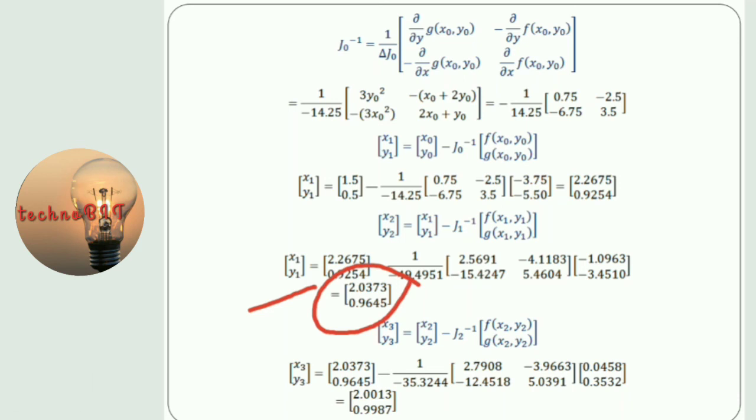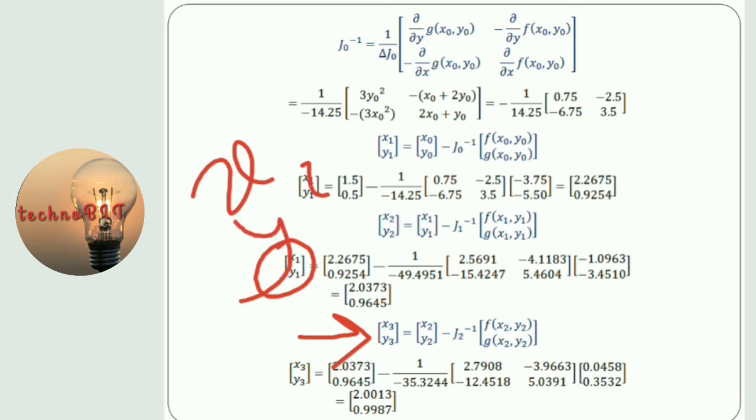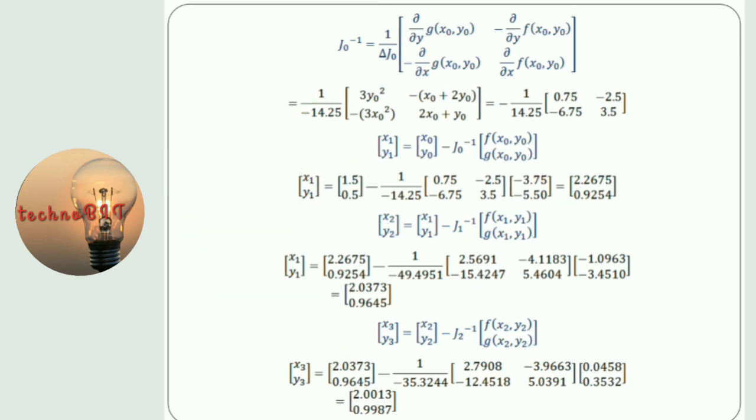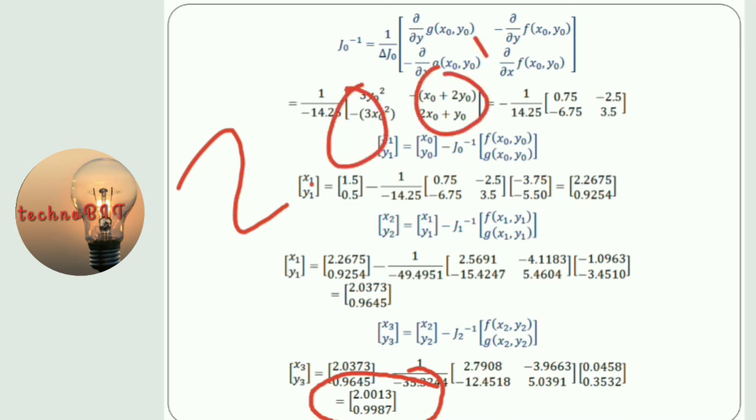By taking this value for the next iteration, this is my x3 y3. This is a printing mistake. It should be x2 and y2. Please replace it. So what is my x3 y3? By replacing the values of x2 y2, by the similar process we get the value of the third iteration. You can see the value is coming as 2.0013, and the actual root is 2. Similarly, y3 is coming as 0.9987.